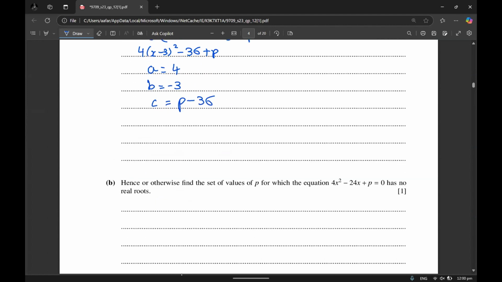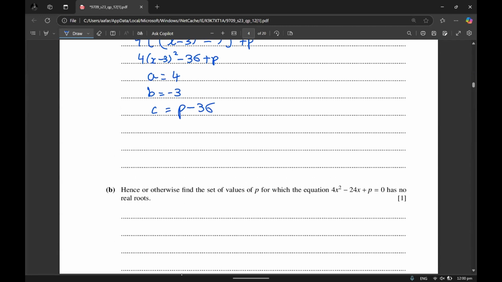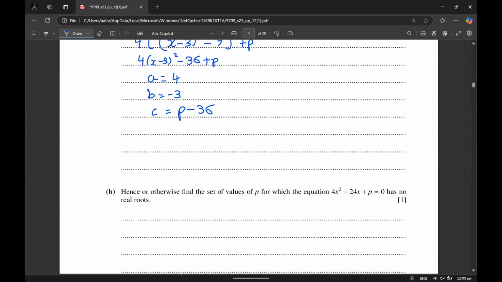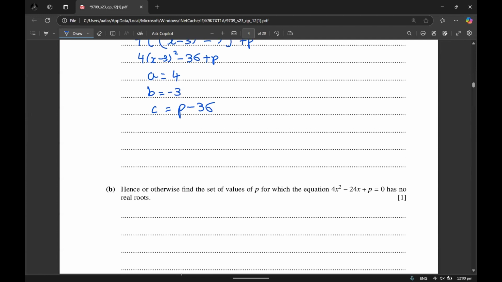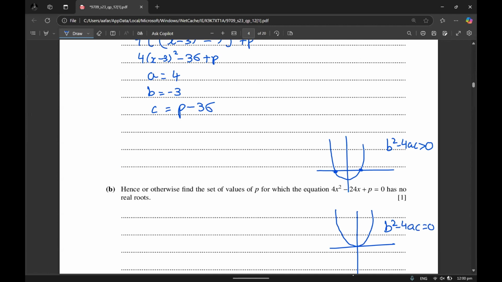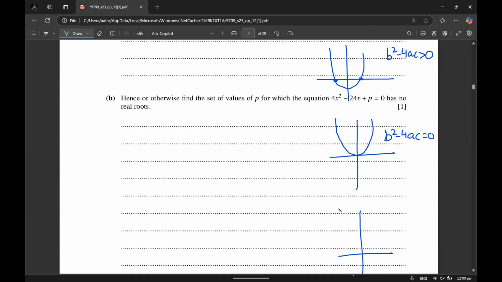Hence, or otherwise, find the set of values of p for which the equation 4x square minus 24x plus p has no roots. Roots are the x intercepts of an equation. When it has 2 roots, the discriminant, b square minus 4ac, will be bigger than 0. When it only has 1 root, x is a tangent, so b square minus 4ac is equal to 0. And in the case where there are no roots, the discriminant will be smaller than 0.